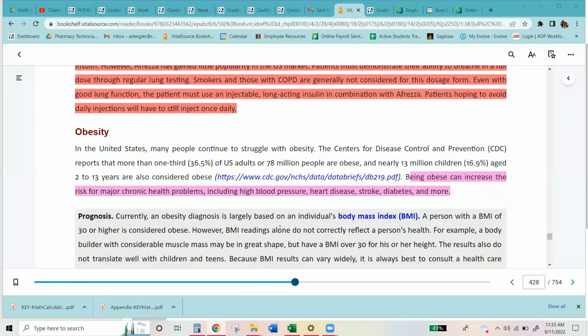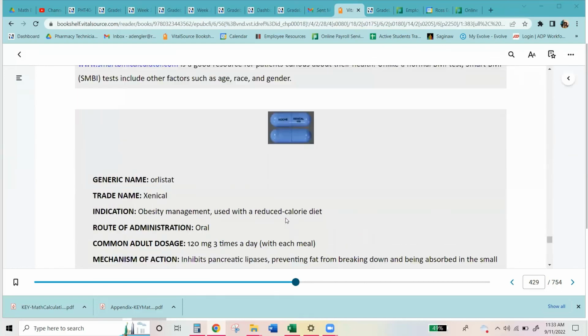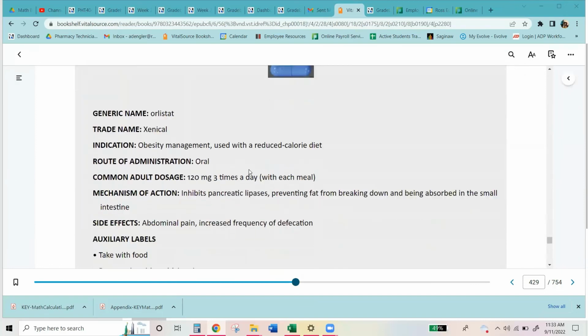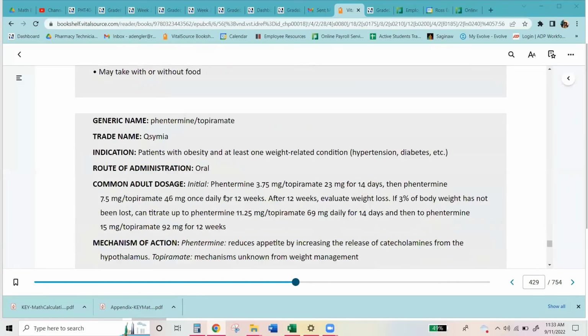In the United States, many people continue to struggle with obesity. The CDC reports that more than 1/3 of U.S. adults, or 78 million people, are obese. This can increase the major risk for chronic health problems like high blood pressure, heart disease, stroke, diabetes, and much more. We have some medications for obesity management. We have Xenical, Belviq. These are both oral. We have Qsymia, oral.